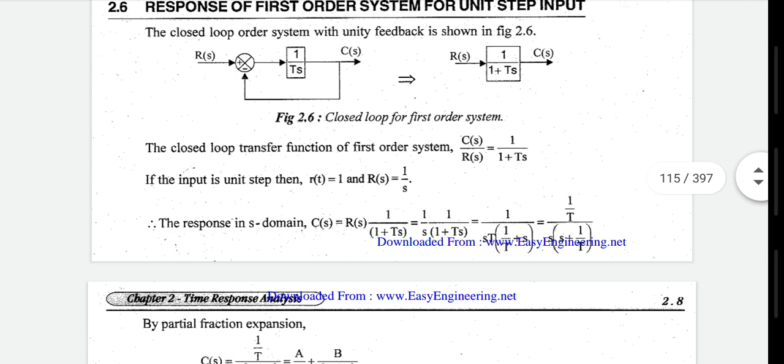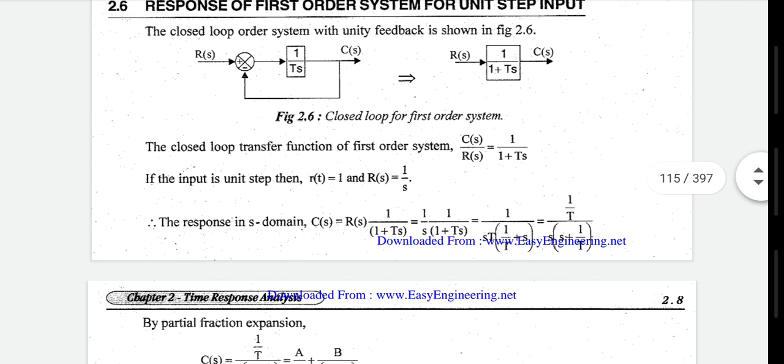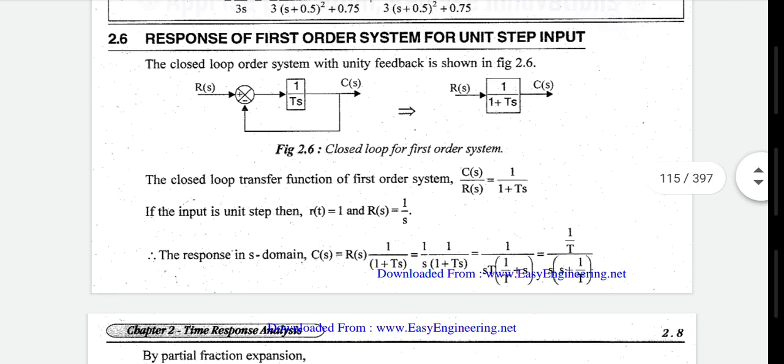Now see here, what is r of t? Now, input ఇస్తున్నాం నాన్న. ఇన్పుట్ ఏంటి ఇక్కడ మనకి? ఇన్పుట్ ఈజ్ నథింగ్ బట్ స్టెప్ ఇన్పుట్, యూనిట్ స్టెప్ ఇన్పుట్ అంటున్నాం. యూనిట్ స్టెప్ ఇన్పుట్. ఓకే, వాట్ ఈజ్ యూనిట్ స్టెప్ ఇన్పుట్ మీన్స్ నథింగ్ బట్ ఆర్ ఆఫ్ టీ ఈజ్ ఈక్వల్ టు ఏమవుతుందమ్మా? 1 అవుతుంది. అవునా? సో ఆర్ ఆఫ్ ఎస్ ఏమవుతుంది? 1 by s. r of t is nothing but 1 and r of s is nothing but 1 by s.